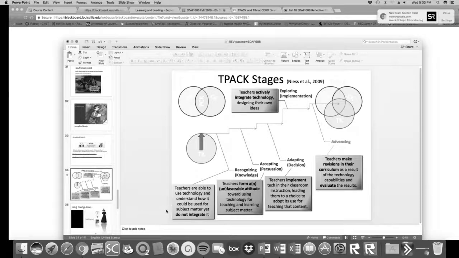And finally, teachers make revisions in their curriculum to make room for the technology. And they're able then to enunciate and evaluate how that technology works for them. Something which I have said since the first class you ever took with me is also very important. All technologies don't work for you. It's this process you go through of trying things out, figuring out what works effectively. And does it then fit in the gestalt?